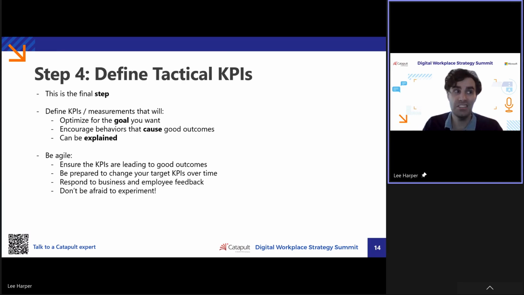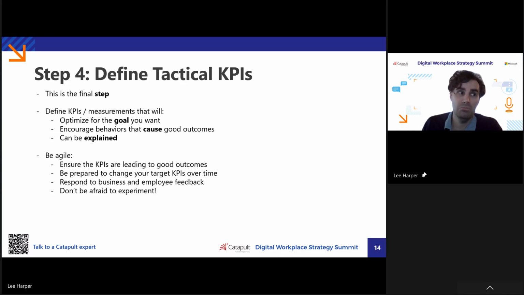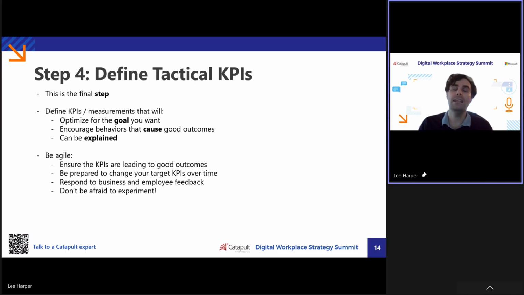Step 4 then, the last step, is now to define your tactical KPIs. What are the actual things that you want to measure? I can't tell you that. You're all better at that than I am, but things to bear in mind: optimize for the goal that you want, okay? And encourage behaviors that cause good outcomes, okay?